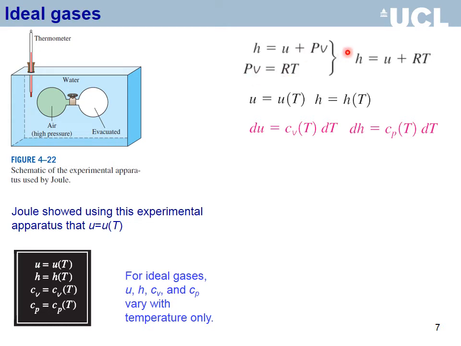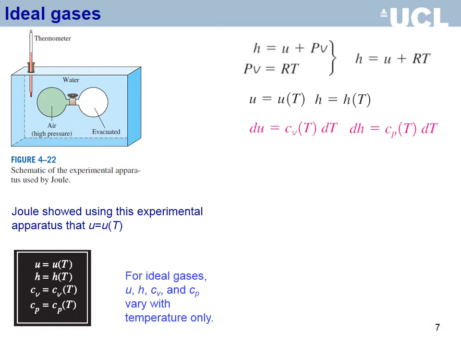So I can substitute PV here in terms of RT. So for ideal gas, what we are getting is H is equal to U plus RT. So what do you get here? This R is a constant, and we just said that U is a function of temperature only because we are analyzing an ideal gas now. We get H also a function of temperature because this R is a constant. So we're getting both U and H as a function of temperature.